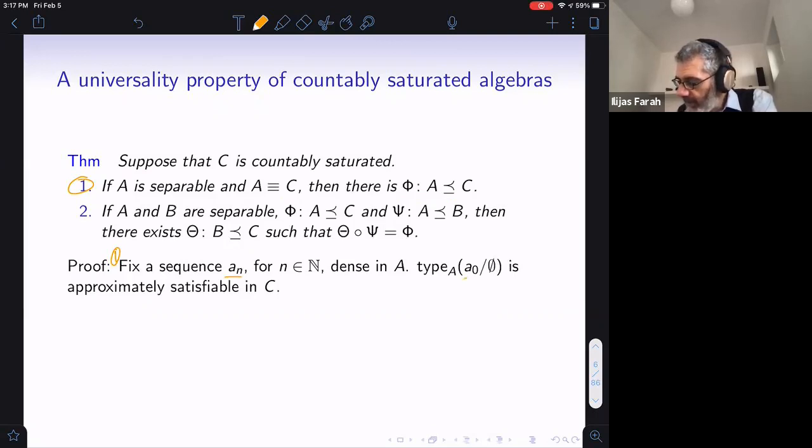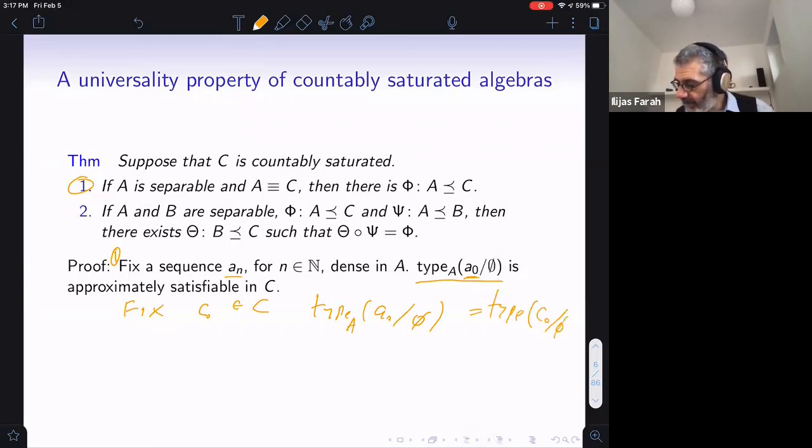Now look at the type of the first element in the sequence, right? I start counting at zero because I'm a set theorist. Look at the type of a_0 over the empty set. Well, by the lemma from the beginning, this is approximately satisfiable in C because A and C are elementarily equivalent. Sorry, this is by the homework. There is a homework, right? So A and C elementarily equivalent, so a type is satisfiable in one if and only if it's satisfiable in the other. So it's approximately satisfiable in C. And because of that, we can fix some c_0 in C such that the type of a_0 over the empty set in A is equal to the type of c_0 over the empty set in C.